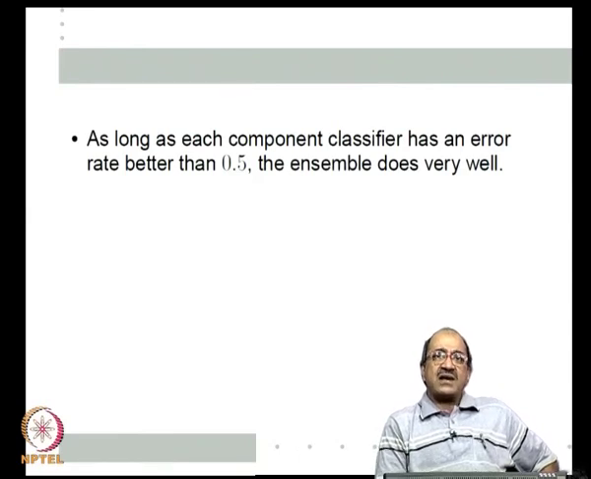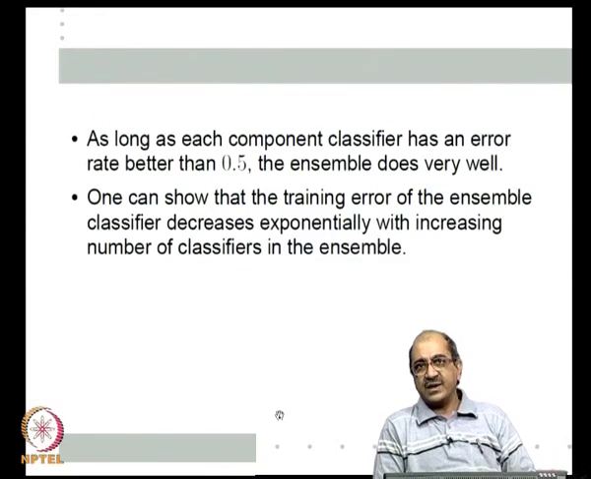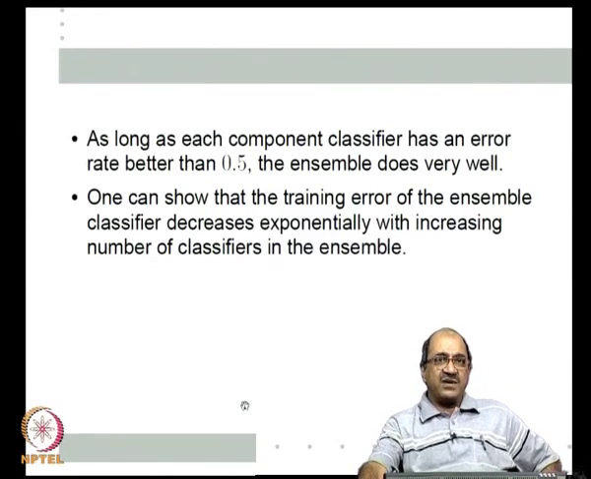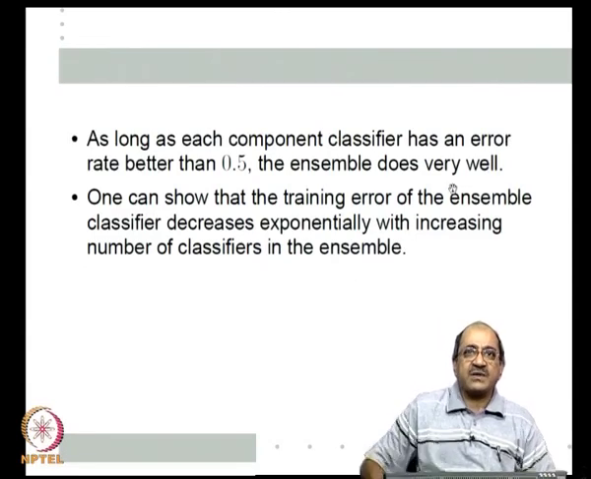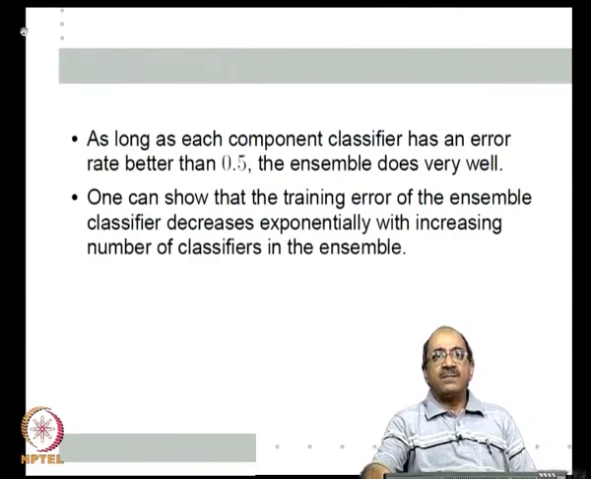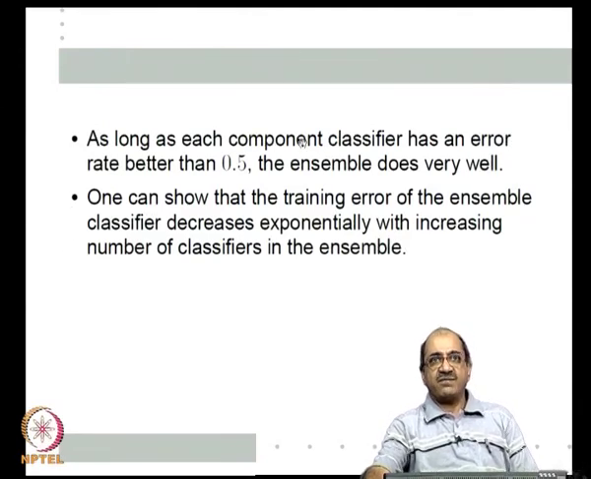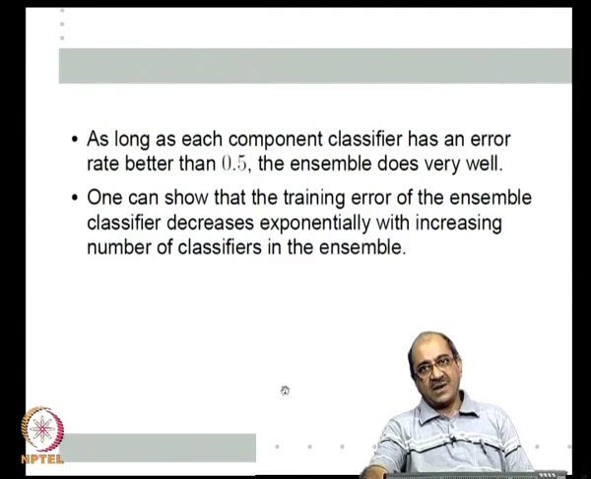As long as each component classifier has an error rate better than 0.5, the ensemble in practice does very well. As a matter of fact, with just a little algebra, we can show, even though in this class we are not showing it, that the training error of the ensemble classifier decreases exponentially with increasing number of classifiers in the ensemble. As long as we maintain this weighted error less than 0.5 for each component classifier, the training error of the ensemble decreases exponentially fast. That is a very, very nice property to have.